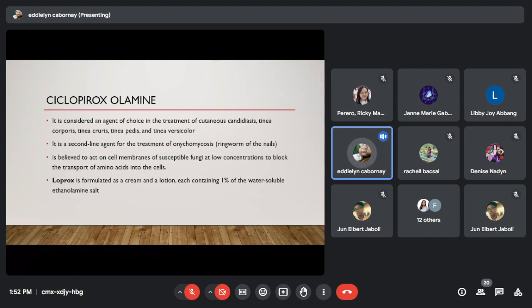So it is believed to act on cell membranes of susceptible fungi at low concentration to block the transport of amino acid into the cell. So Loprox is formulated as a cream and a lotion, each containing 1% of the water-soluble ethanolamine salt.